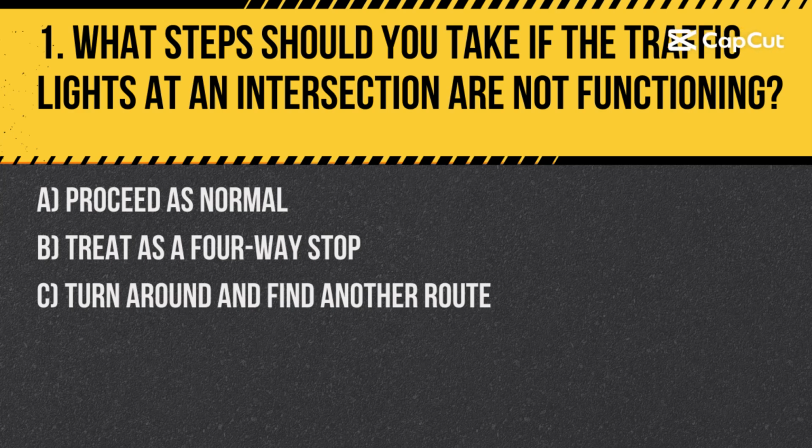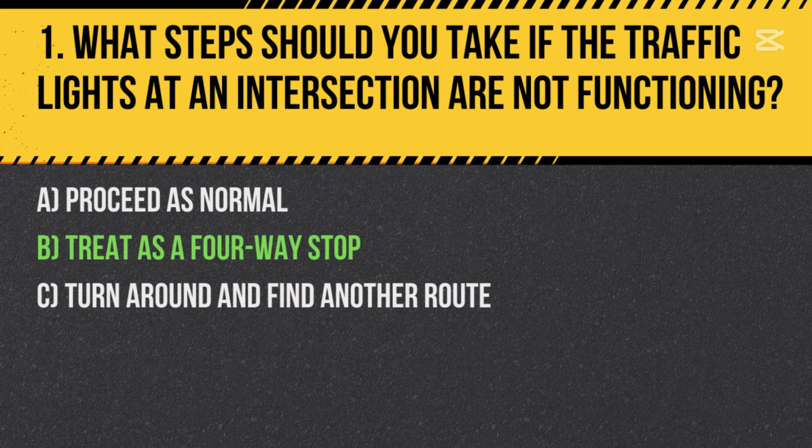Question 1. What steps should you take if the traffic lights at an intersection are not functioning? A. Proceed as normal. B. Treat as a four-way stop. C. Turn around and find another route. Answer. B. Treat as a four-way stop.